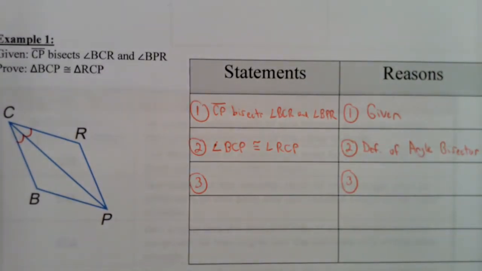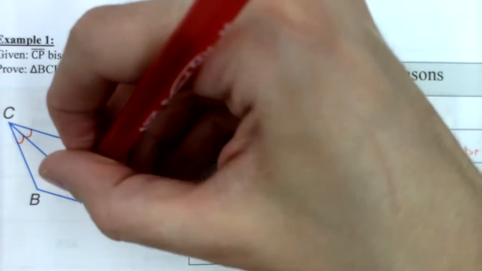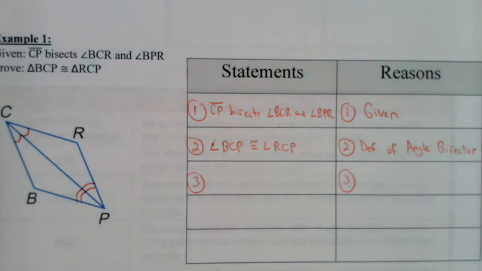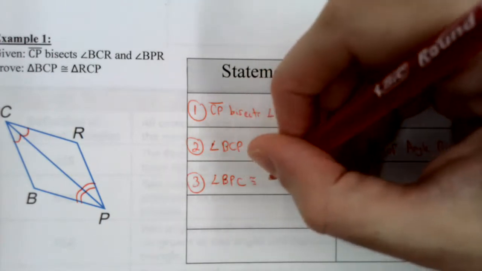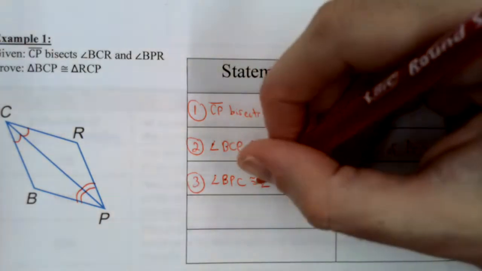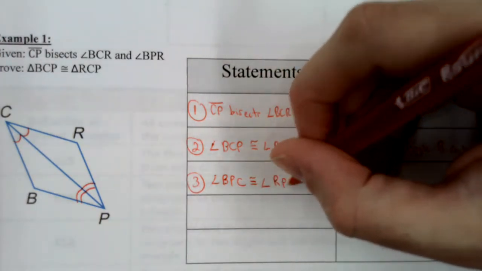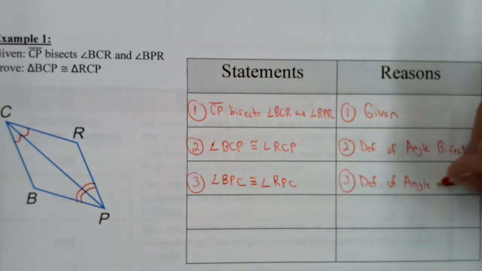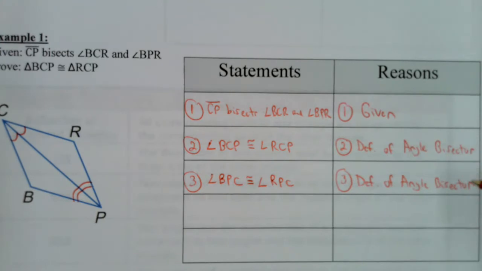And then we have CP bisects angle BPR. So angle BPR is bisected. So this half or this angle is congruent to this half or this angle. So I'm going to say angle BPC is congruent to angle RPC. Again, that's the definition of angle bisector. Because it's an angle bisector, it cuts the angle into 2 congruent angles. If you want to combine those into one step because it's the same reason, that's fine. Then you'll use just 4 steps in this proof.